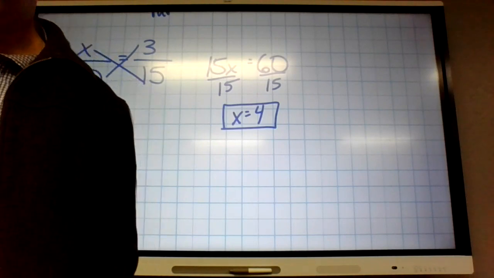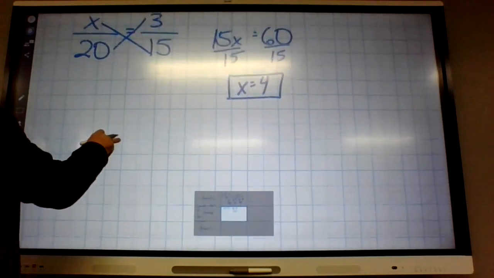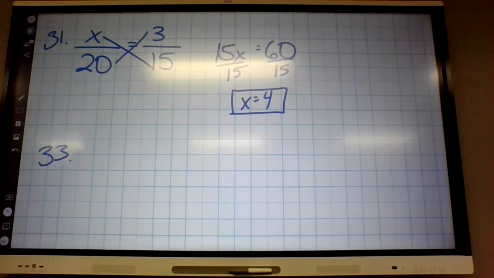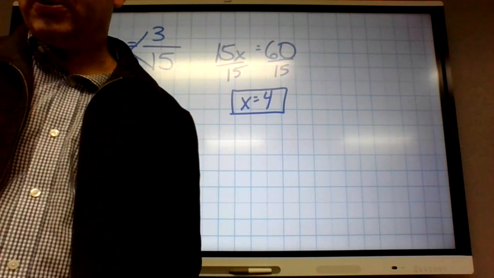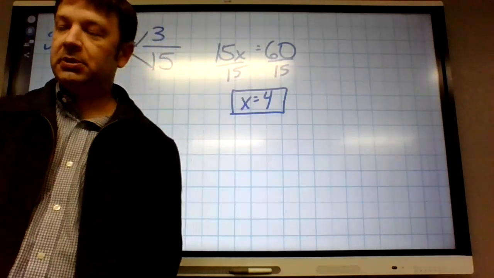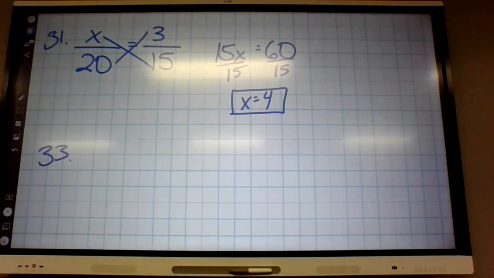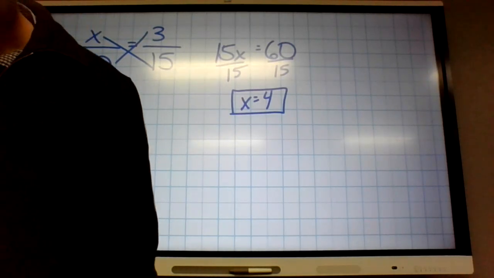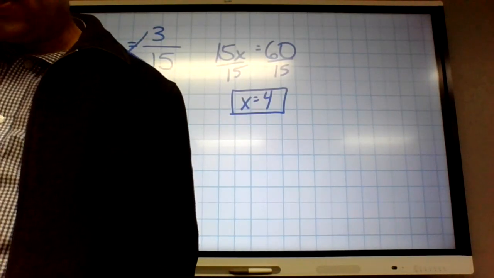33. Find the perimeter. Okay, so that was 31. 33. Find the perimeter of triangle DPQ. DPQ is the little triangle. I said earlier, perimeter ratios are the exact same as any other length ratio. So just another equal ratio.